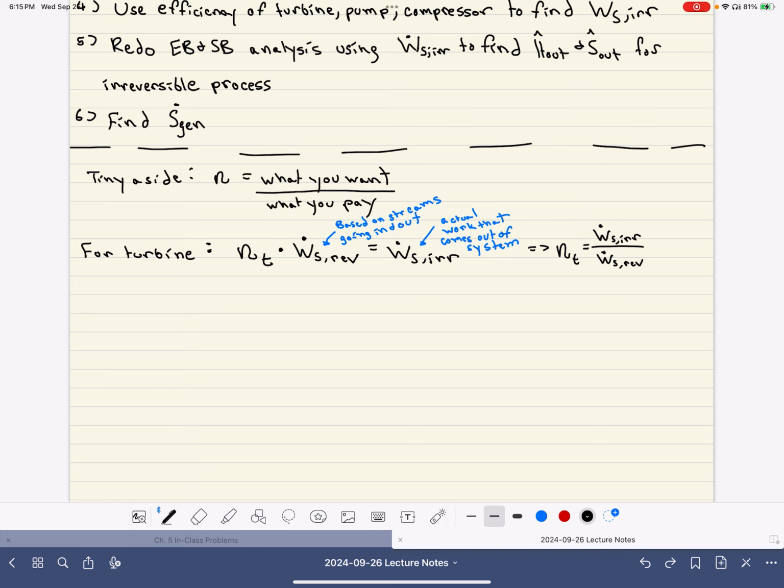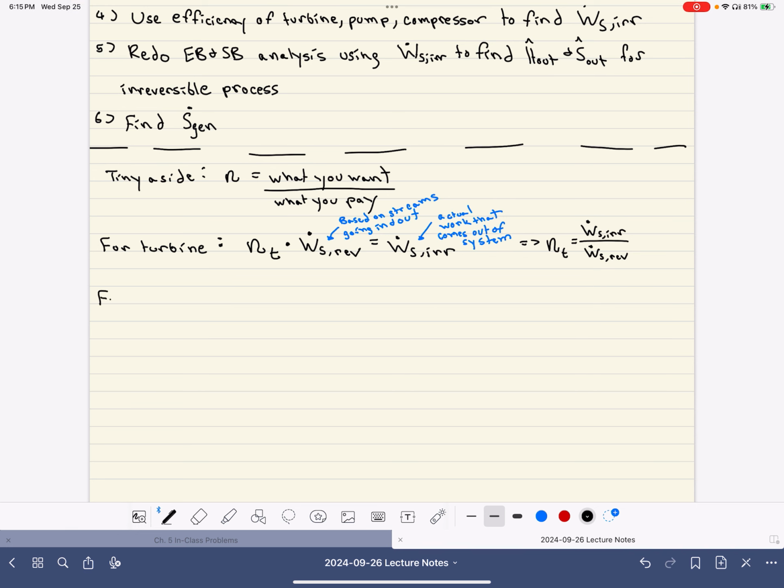However, if you're dealing with a pump or a compressor, rather than producing work, you're actually putting work into the system for it to operate. And so the relationship with efficiency and the irreversible and reversible work is sort of flipped. So here you would have your compressor or pump efficiency multiplied by the irreversible shaft work, and that would give you the reversible.